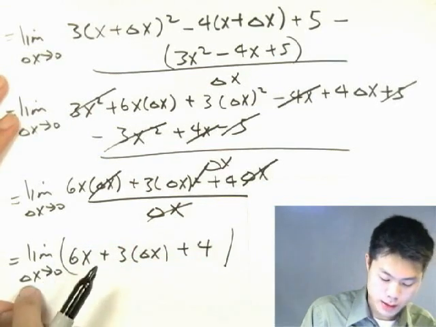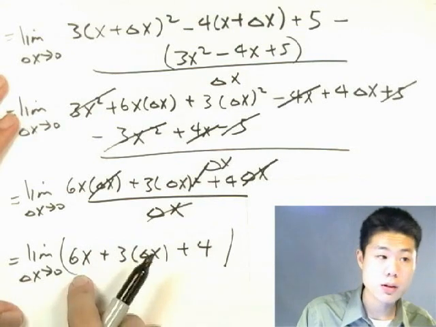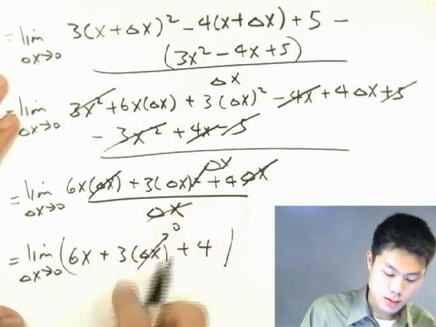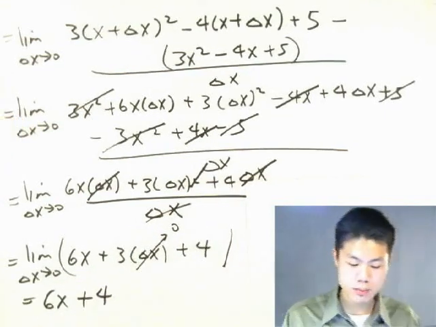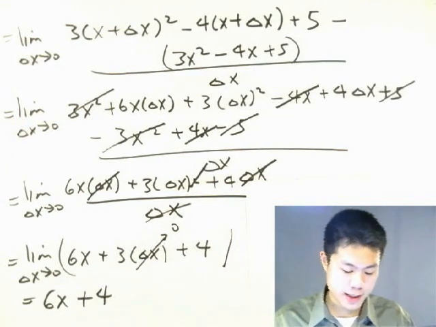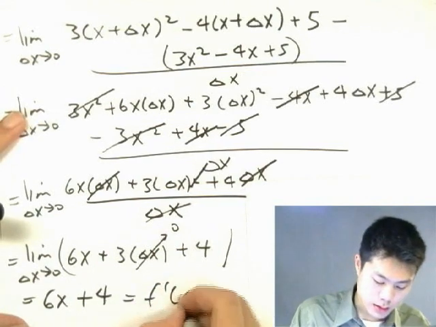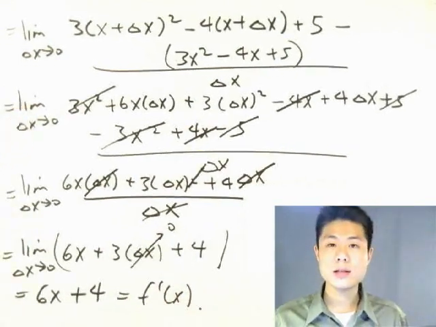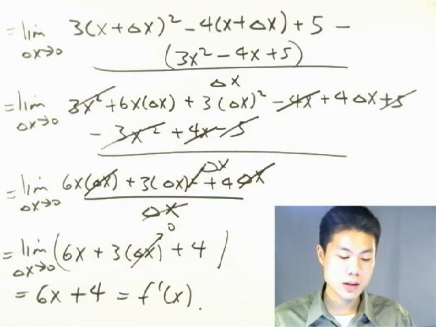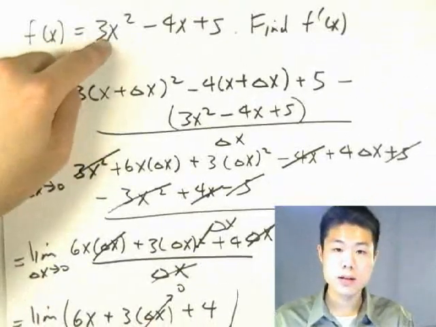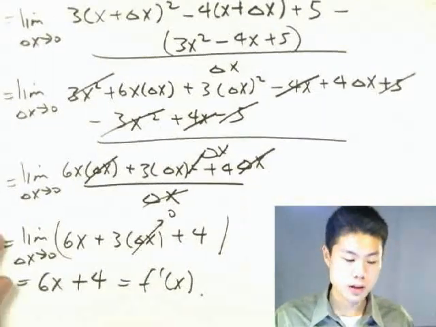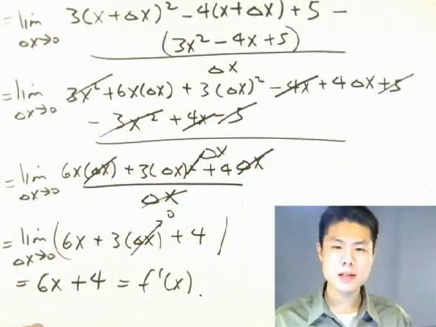Alright, so as delta x approaches 0, this term is going to approach 0, so what remains is 6x plus 4. So 6x plus 4 is the derivative of this equation here. Now, what does 6x plus 4 give us?